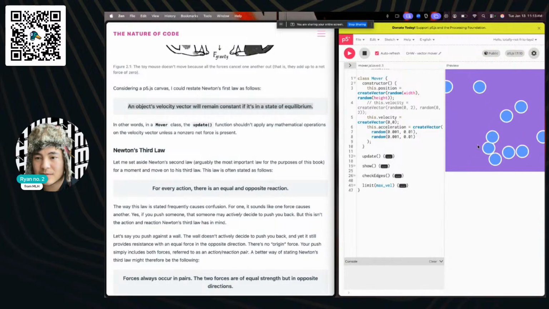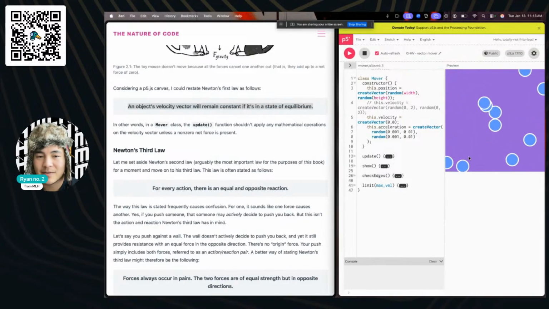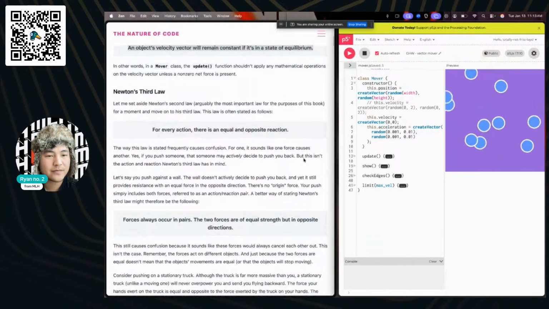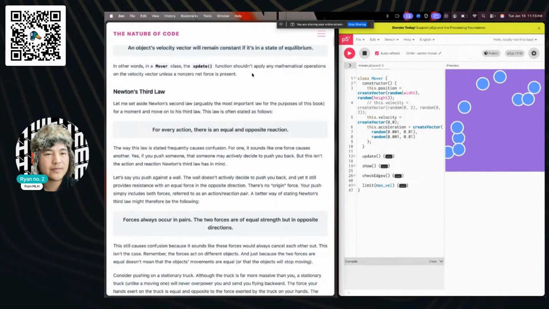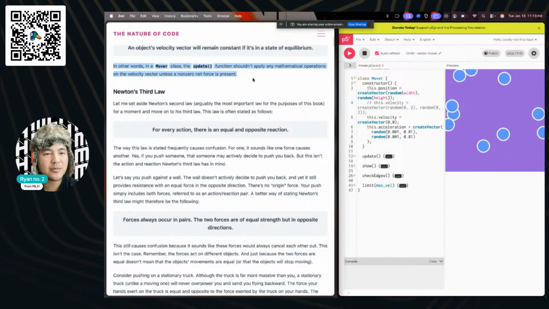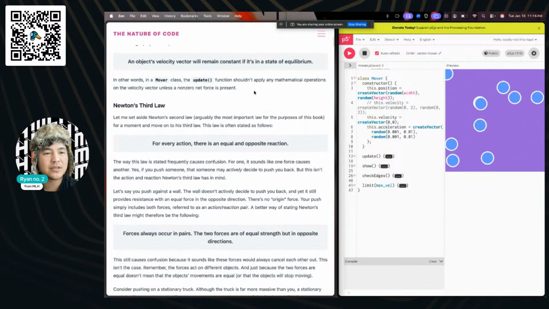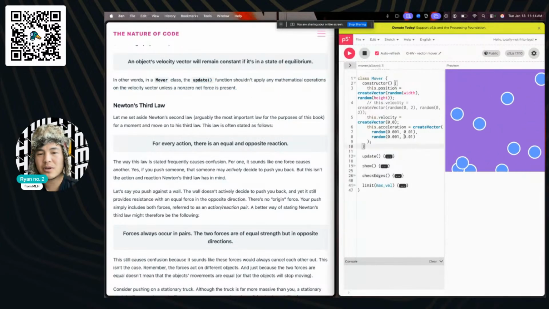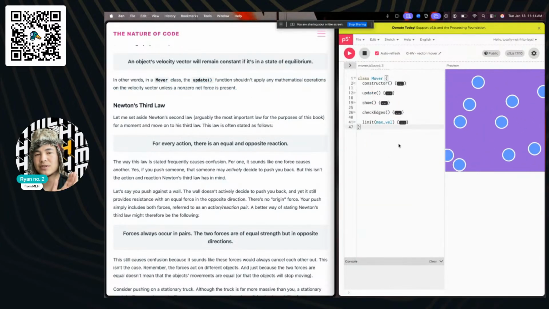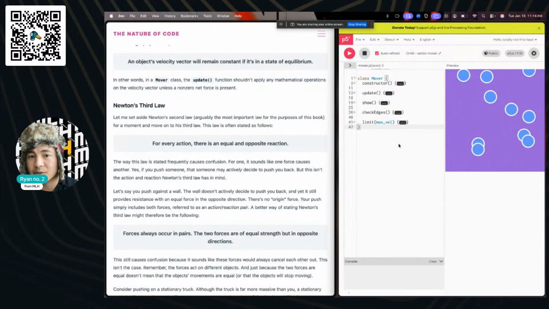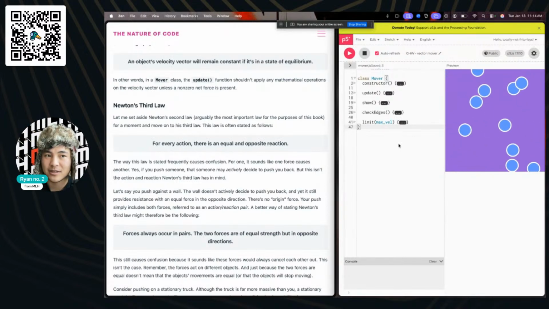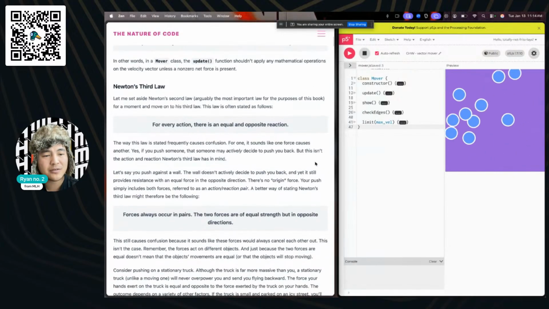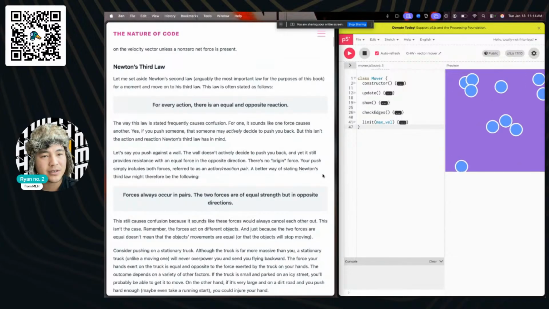Okay, so since these guys are all moving at the same velocity, that means that they are in relative equilibrium. In other words, the mover class update function shouldn't apply any math functions unless there is a force present. We're going to be copying this general structure of our mover class whenever we start working on the exercise that we're going to be working through in the textbook. But let's keep on going. We haven't gotten there yet. We've got some more definitions to go through.